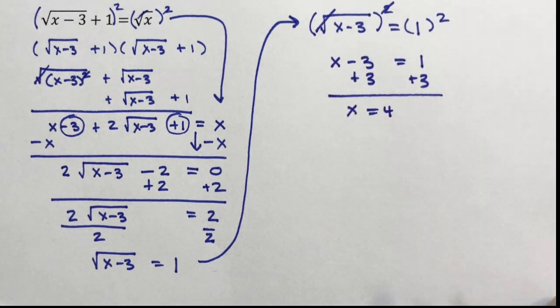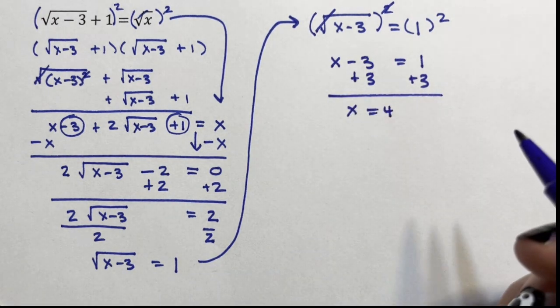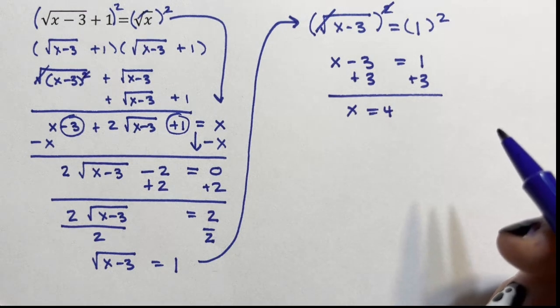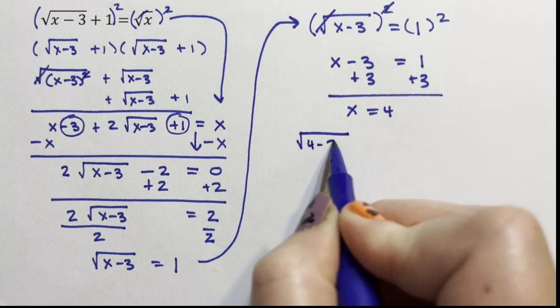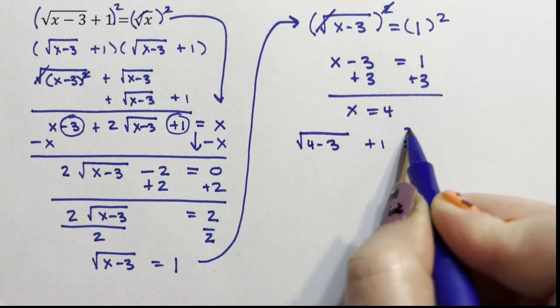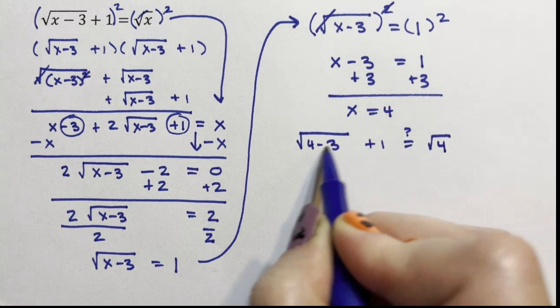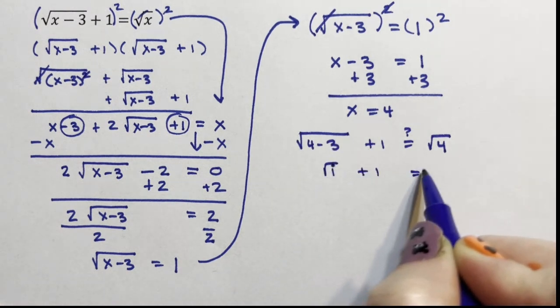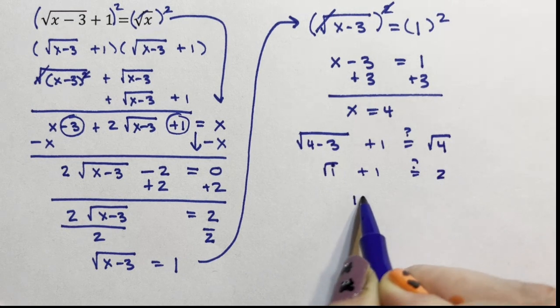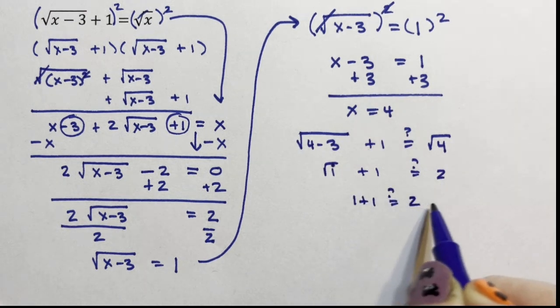Yay. I want to test my answer. You always test on these, always. Once you're squaring and squaring again, you have to test. So we have the square root of 4 minus 3, plus 1. Does this equal the square root of 4? This is 1. Square root of 1 plus 1. Does this equal 2? I am asking you, does 1 plus 1 equal 2?